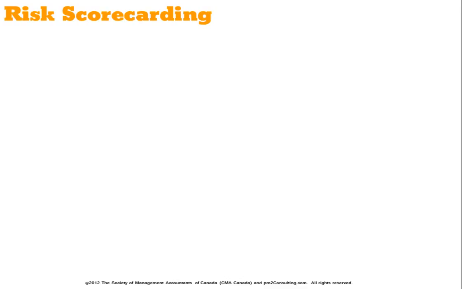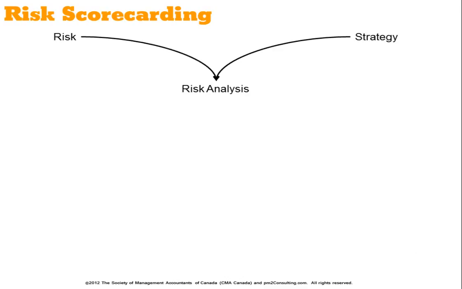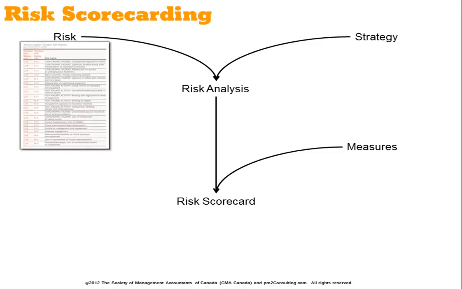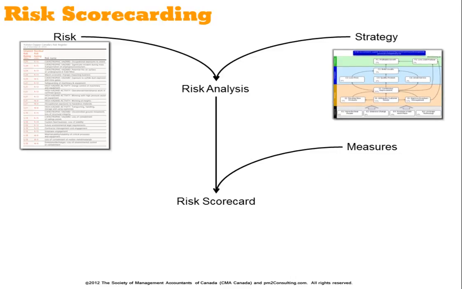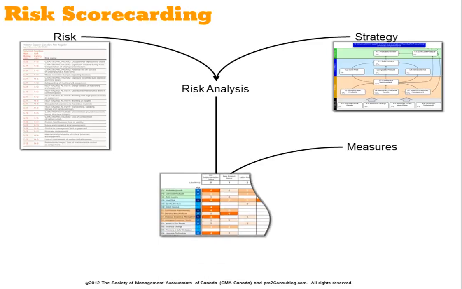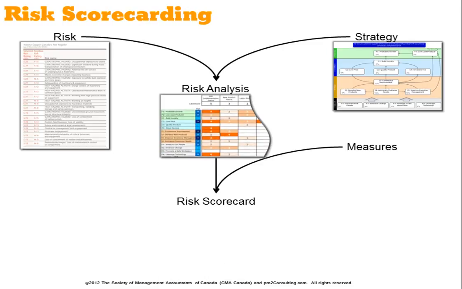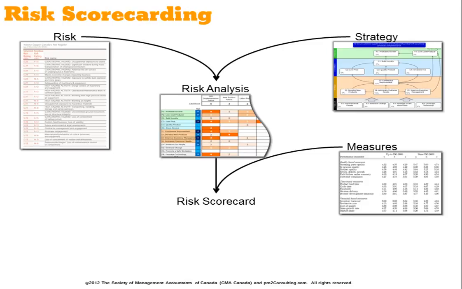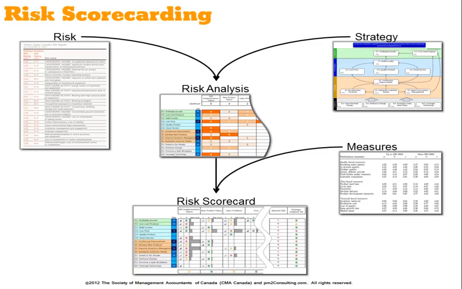For any organization, we should be able to take its risks, combine that with its strategy to do a more comprehensive analysis of where risk is. And if we combine that with performance measures, we ultimately should be able to build you a risk scorecard. Risks in many organizations are captured in what's called a risk register. The strategy, we're going to be showing you how to build a strategy map and priorities, which we'll be able to combine through some risk analysis with your existing measures to build out a risk scorecard.